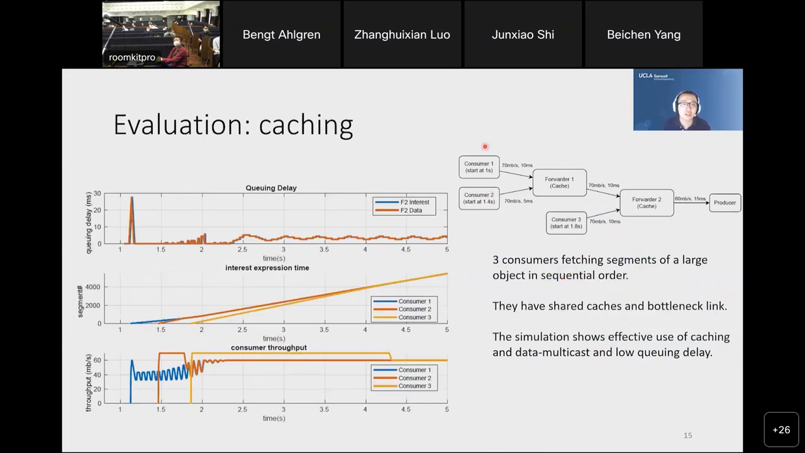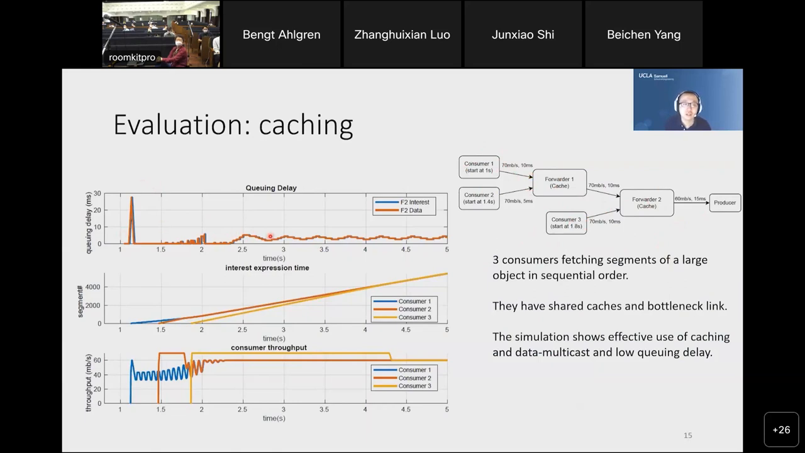First, we simulated a caching scenario where there are three consumers fetching segments of a large object in sequential order, and all of the consumers have shared caches. They started at different times, but if they can effectively utilize their cache, ideally they could eventually catch up with each other and fully utilize the system's caching and multicast. The simulation result is on the left.